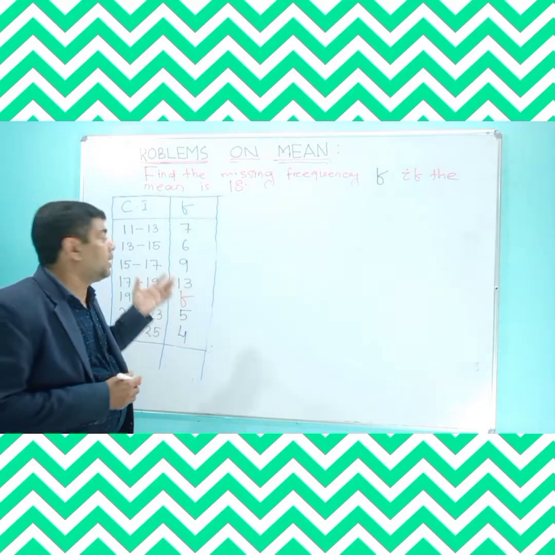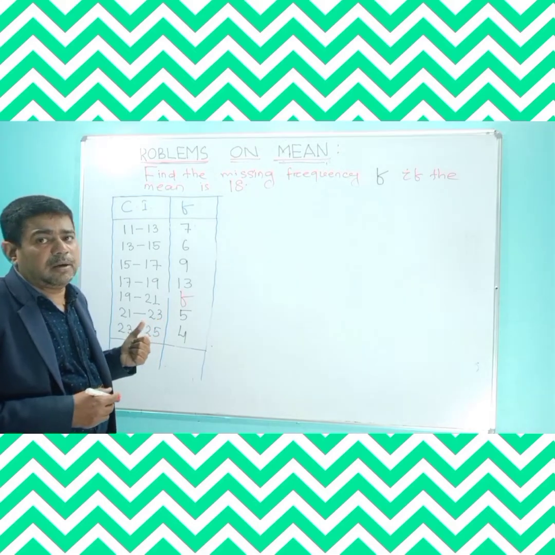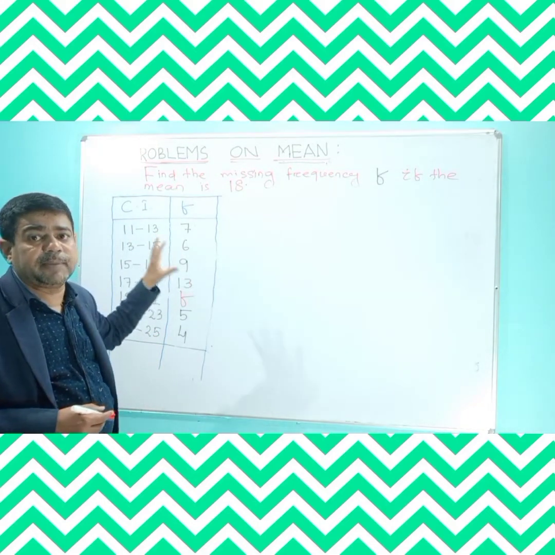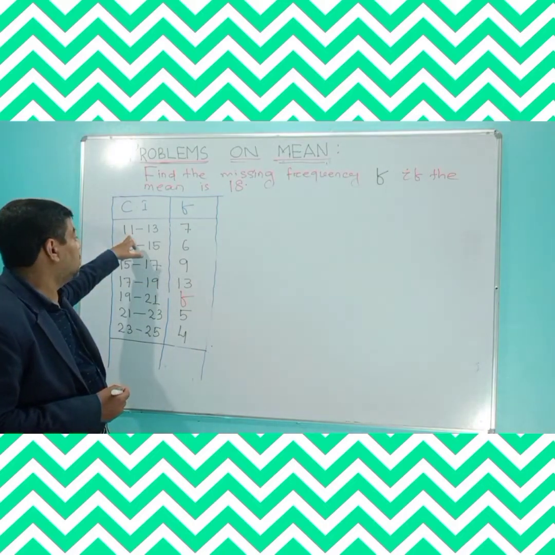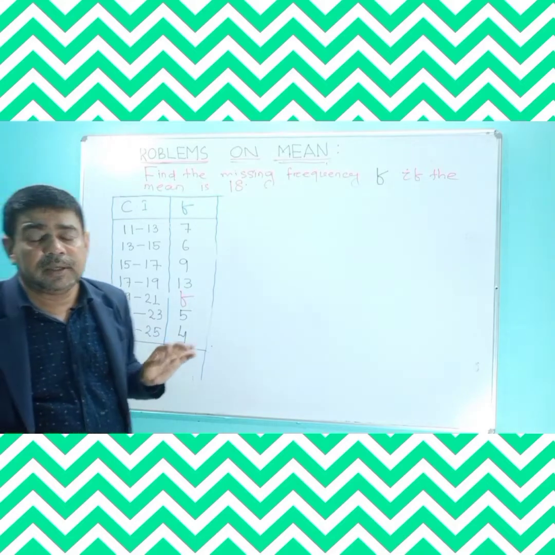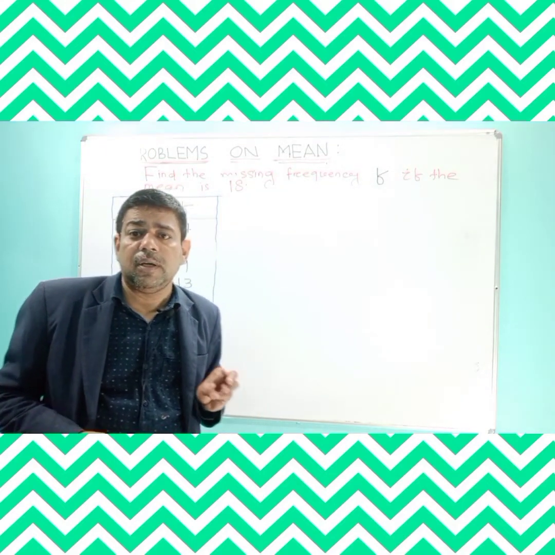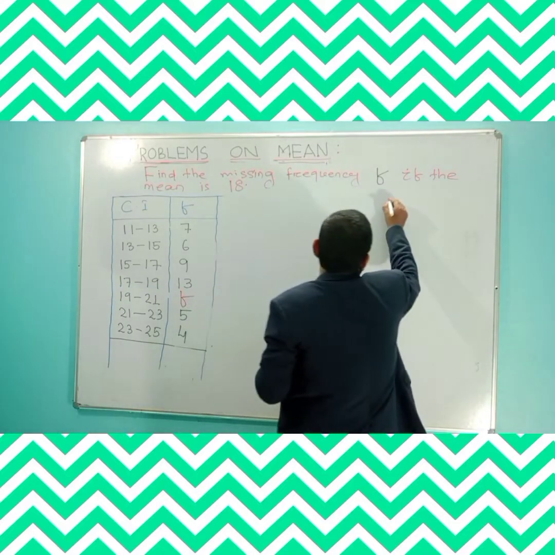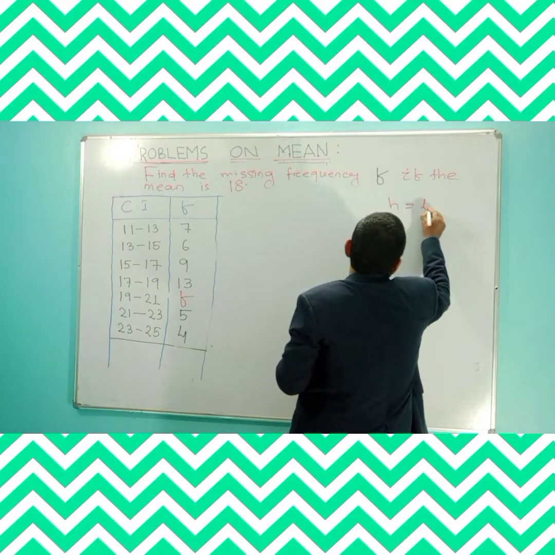first of all see what kind of data is given. You see the class intervals have the same class size. Look here: 11 to 13, what is the class size? All of you know, the difference between the upper limit and the lower limit is known as class size. Class size is equal to L2 minus L1.